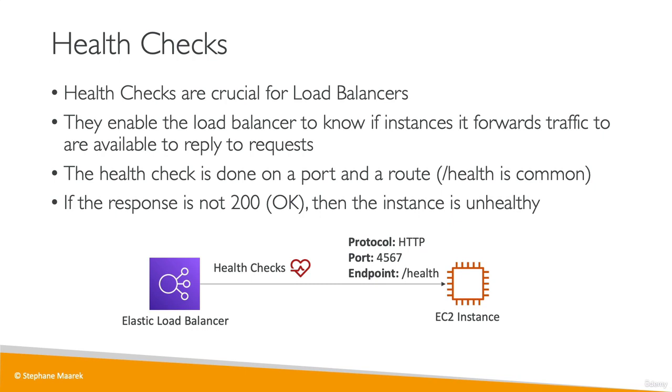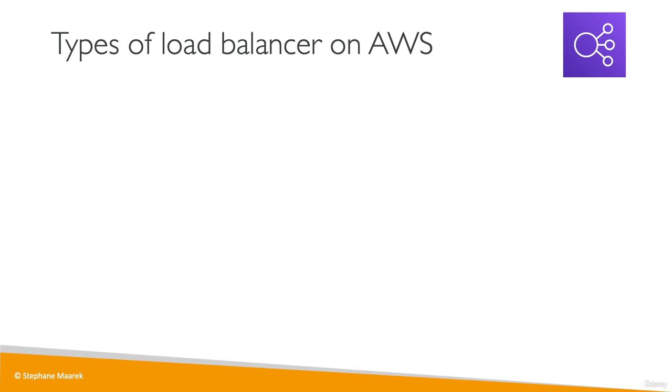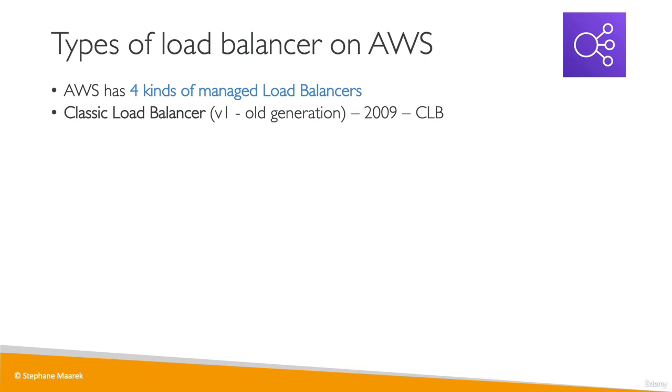Okay, so now you have 4 kinds of managed load balancers on AWS. You have the classic load balancer, which is called the older generation or V1, which is from 2009, and it's called CLB. It's compatible with HTTP, HTTPS, TCP, SSL, or secure TCP. And overall, AWS does not want you to use that load balancer anymore, so it's going to be shown as deprecated within the console, but still available to use.